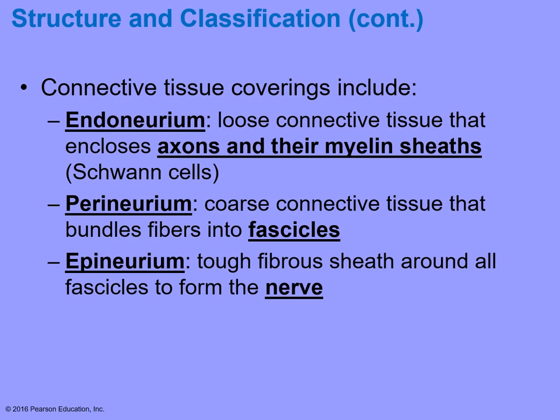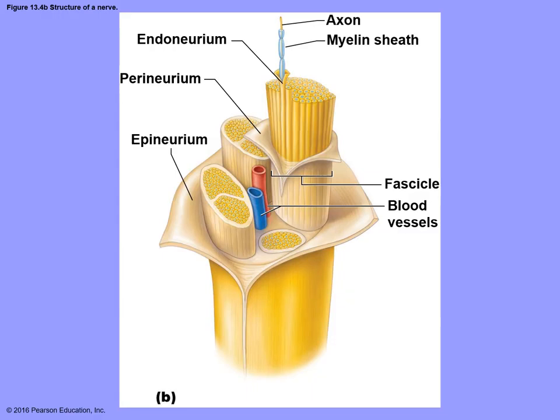And then the perineurium is when you take a bundle of these nerve fibers. A bundle of them is called a fascicle, and you're going to wrap that with connective tissue that's called the perineurium. And then when you take a whole group of these fascicles and wrap around that, that is the epineurium. That is what makes up what we're calling a nerve.